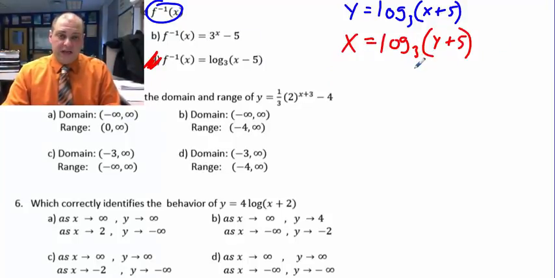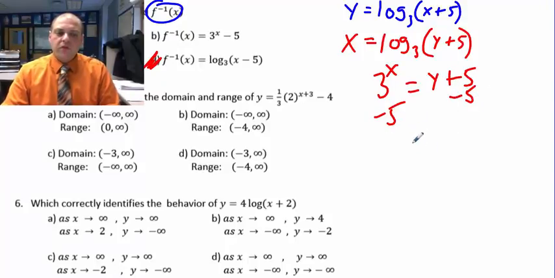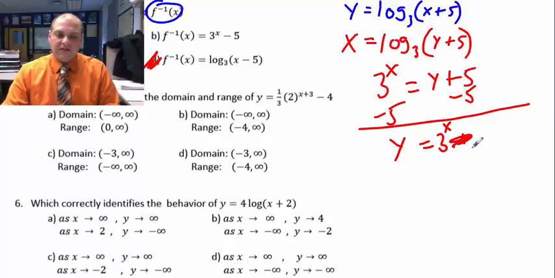The base is 3. The exponent is x. 3 to the x equals y plus 5. And then subtract my 5 over. So I get y equals 3 raised to the x power minus 5. Okay, 3 raised to the x minus 5. And that is choice B. Of course, they put the f inverse back in there, which we talked about.